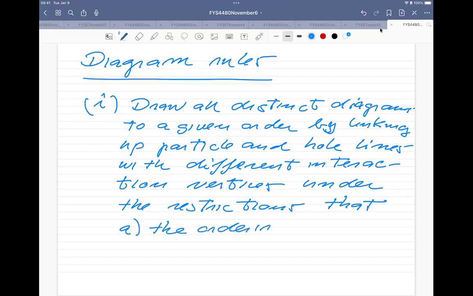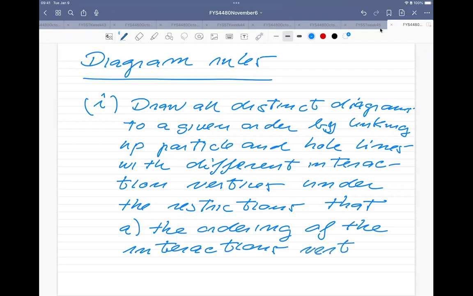So the first condition is that the ordering of the interactions remains unchanged. So the ordering of the interaction vertices remains unchanged. We do not change that.